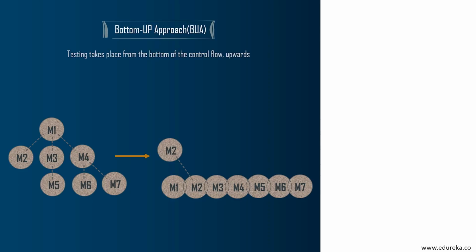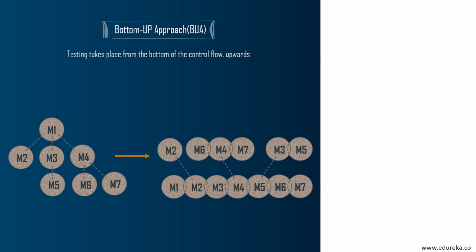But as you can see, M3 and M4 are not developed yet. So what you do, you replace M3 and M4 by drivers, and then you test M5, M6, and M7. Same goes for M3 and M4 if M1 is not ready yet. And same goes for M2 because M1 is dependent on M2.